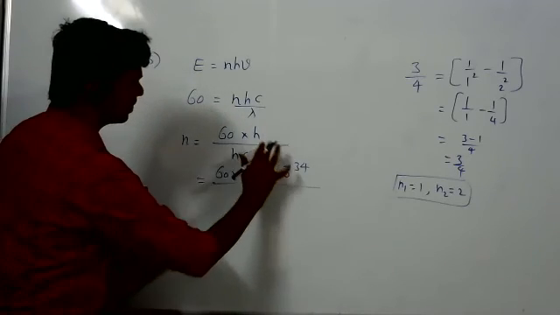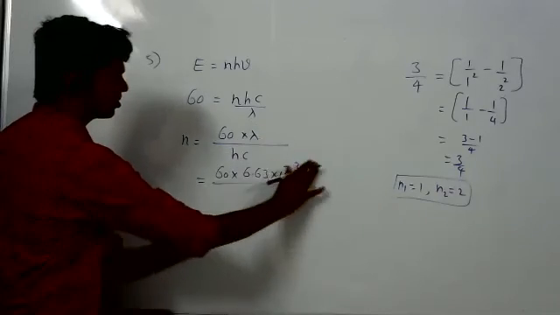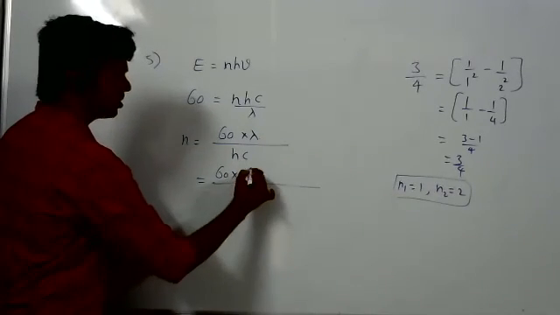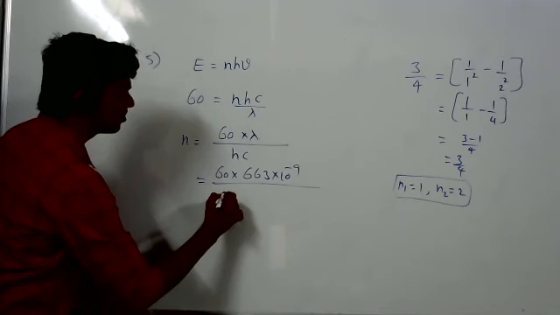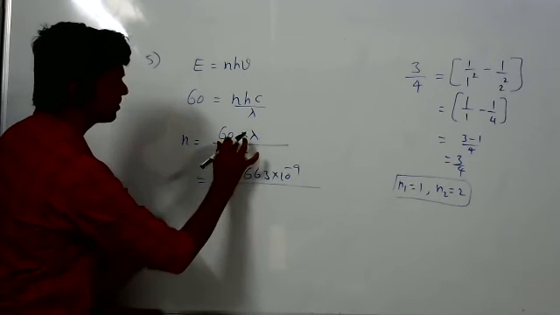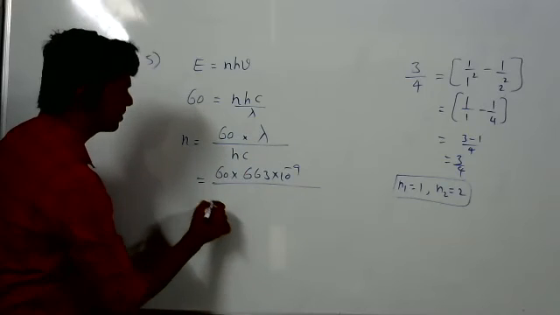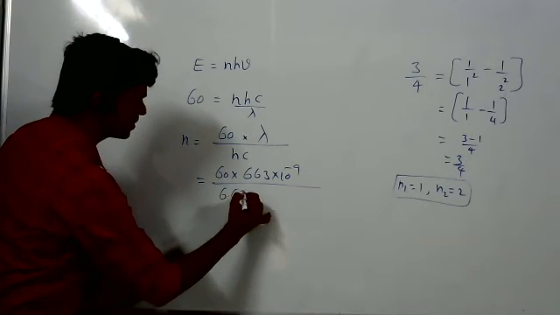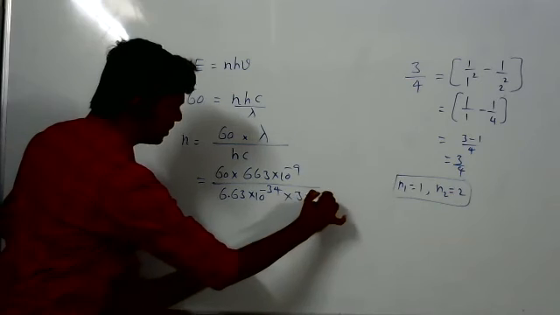No, sorry, I was confused. Here lambda is 663 into 10 power minus 9. Then h is 6.63 into 10 power minus 34, and c is 3 into 10 power 8.